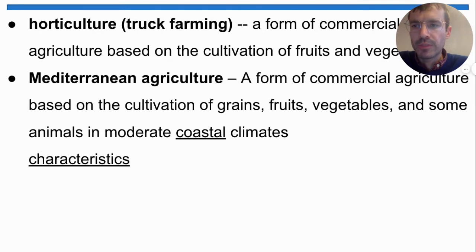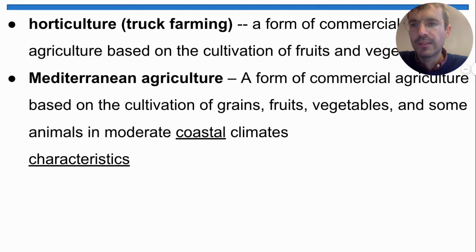Mediterranean agriculture, sometimes called the Mediterranean diet, is a form of commercial agriculture that is based on the production of a specific mix of crops and livestock, which includes grains, fruits, vegetables, and some animals. This unique mixture of crops is only found in moderate coastal climates. And the key word here is coastal. You might want to underline or circle that word on your sheet. Mediterranean agriculture is only practiced in areas that are bordering the ocean.